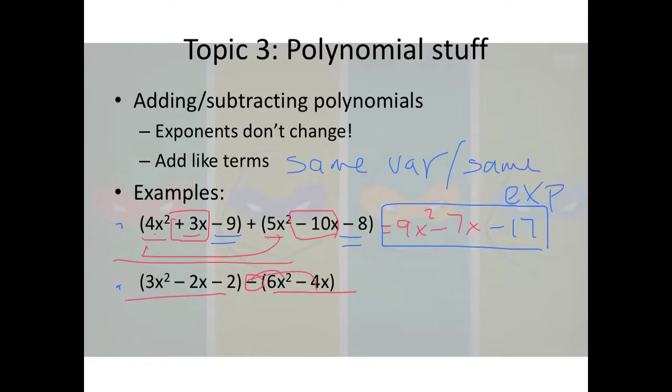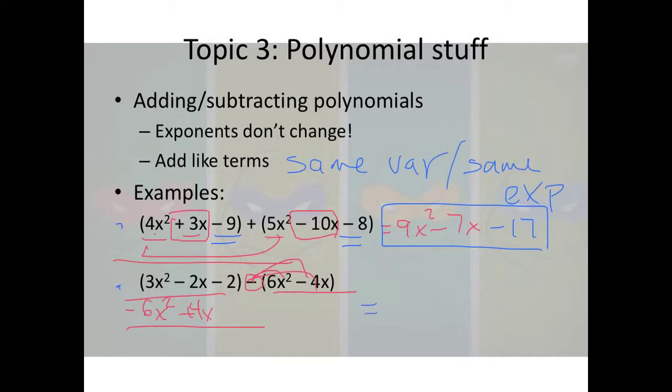So I'm going to rewrite these below wherever I see like terms. This is going to be 3x squared minus 6x squared after we distribute. And the opposite of a negative makes this a positive, so I'm going to make this plus 4x. And now I'm just going to add down.